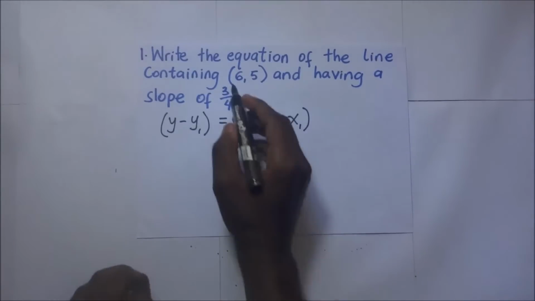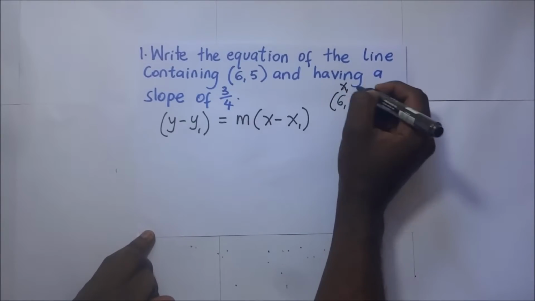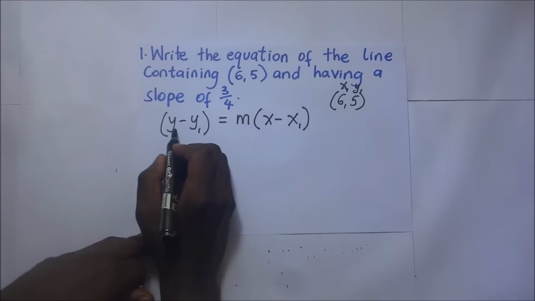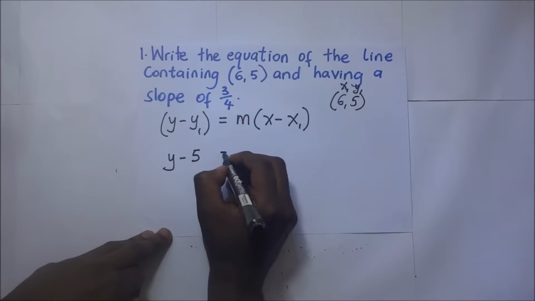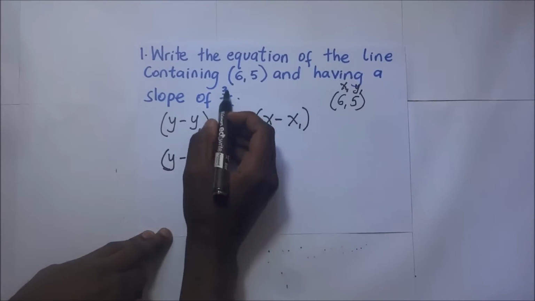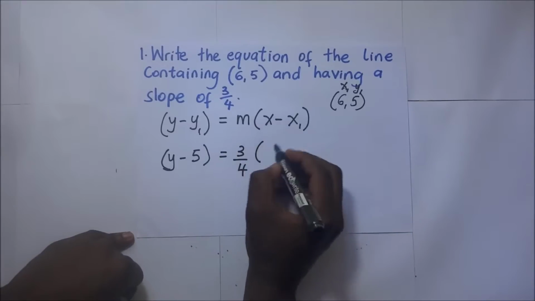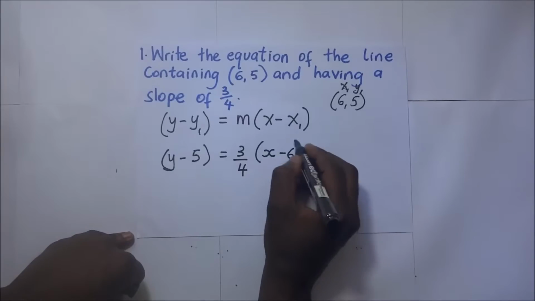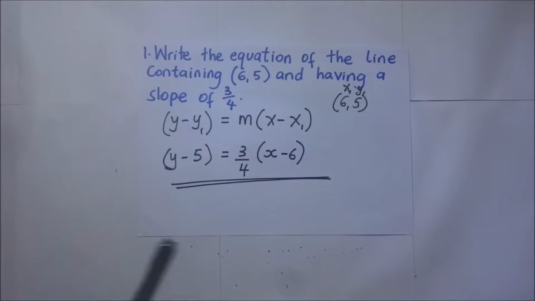For example, in this question, we have (6, 5). So our point (6, 5) becomes our point (x1, y1), and we're simply going to substitute it in here. So this becomes y minus our y1, which is 5, equal to our value of m, which is the slope, given as 3 over 4, into x minus x1, which is 6. And this becomes the equation of the line. It's our answer, and this is the point-slope form of the equation.